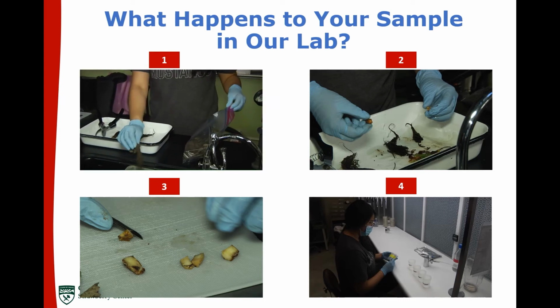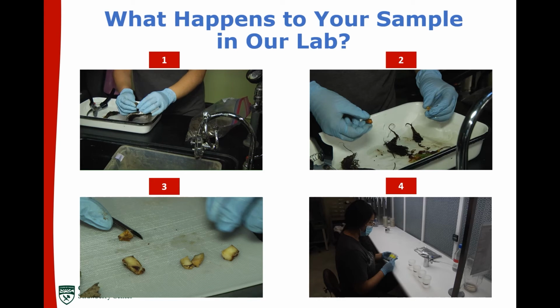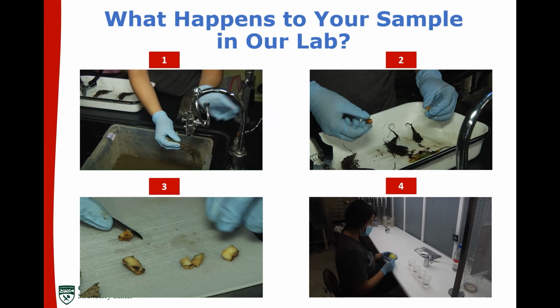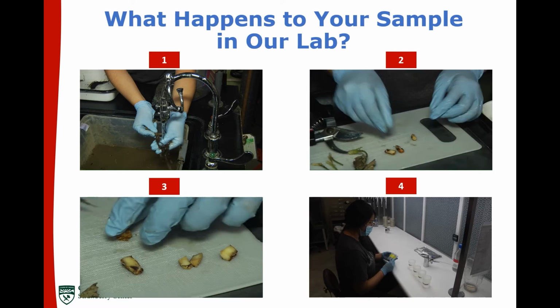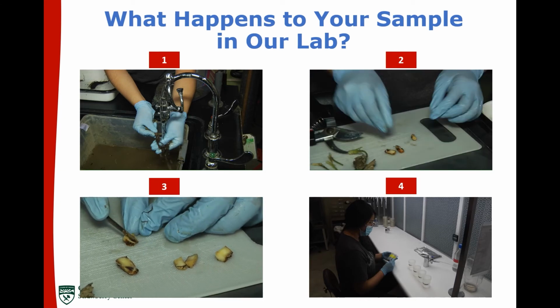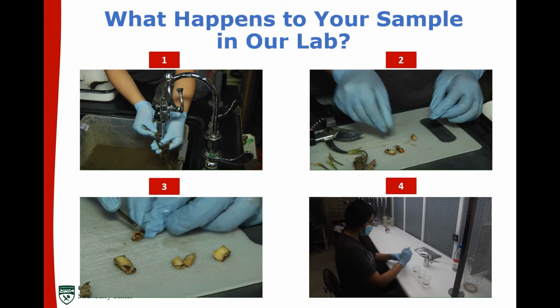You may wonder what happens to your samples inside our lab. Our students first clean your sample to remove soil and debris, cut open the crown to see crown symptoms, and then disinfect the crown tissue to remove any non-pathogenic microorganisms. Then the crown pieces get plated on specific artificial media. Once plated, those get incubated.